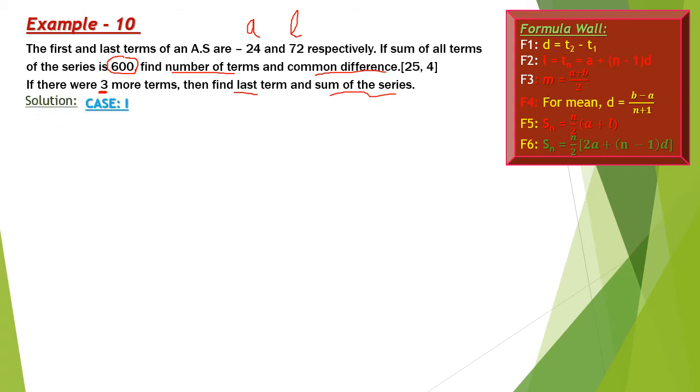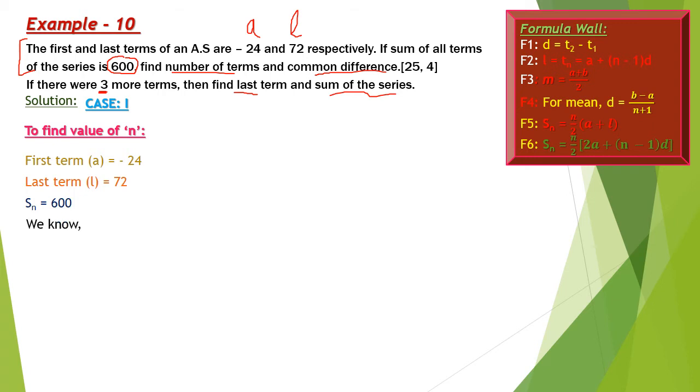Now, first, case one. Case one is up to here. Finding the number of terms, n, and d is case one. To find the value of n first, the first term a is minus 24, and the last term l is equal to 72. Now the sum of all the terms is 600. We don't know the value of n, so let's use formula 5.